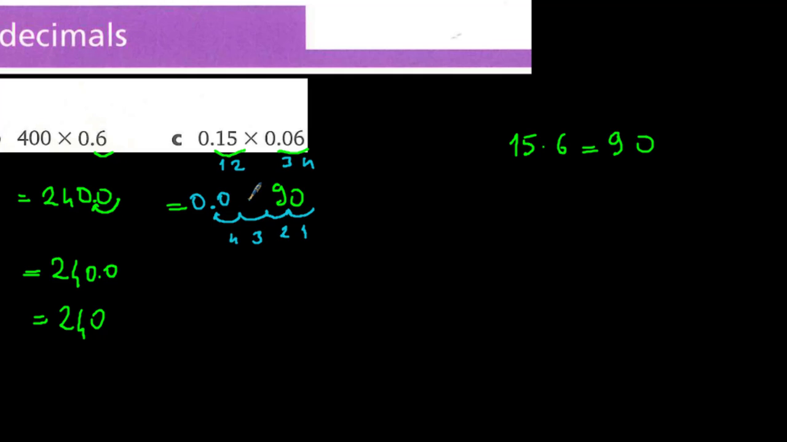So this part I'm going to fill with zeros, and the number is going to be equal to 0.0090. When you have a decimal number and at the end you have 0, you may cancel that 0. So it can also be 0.009.